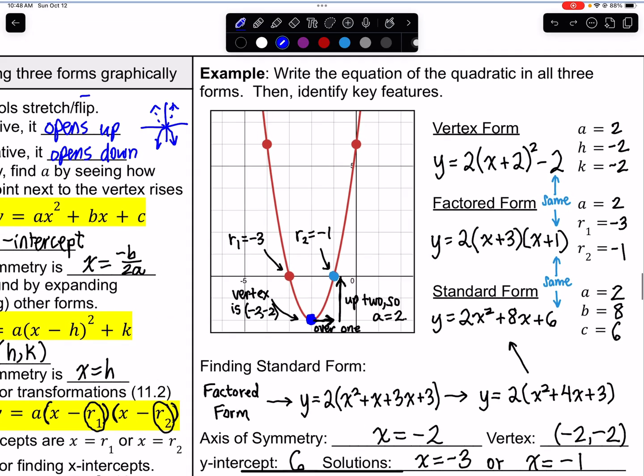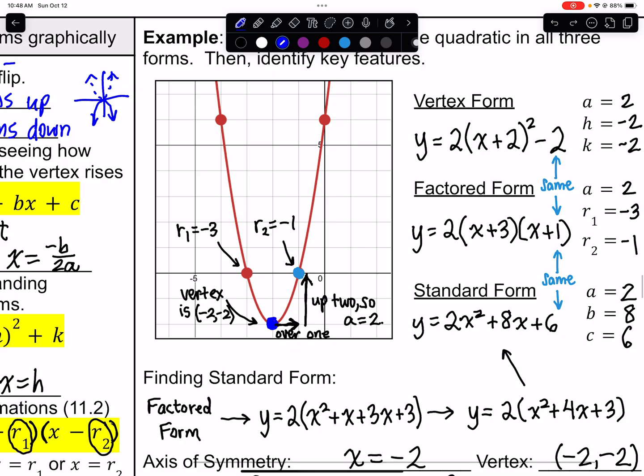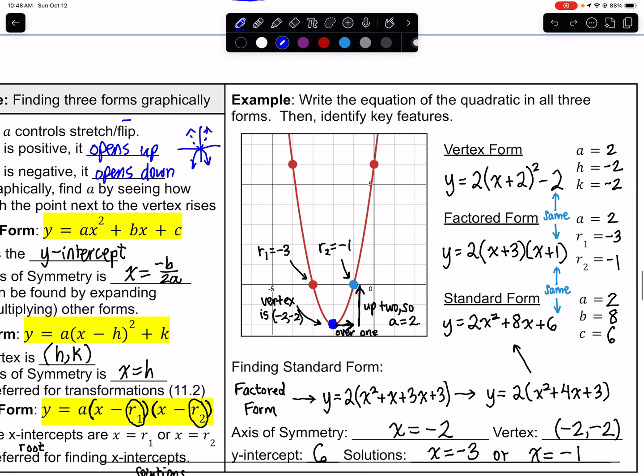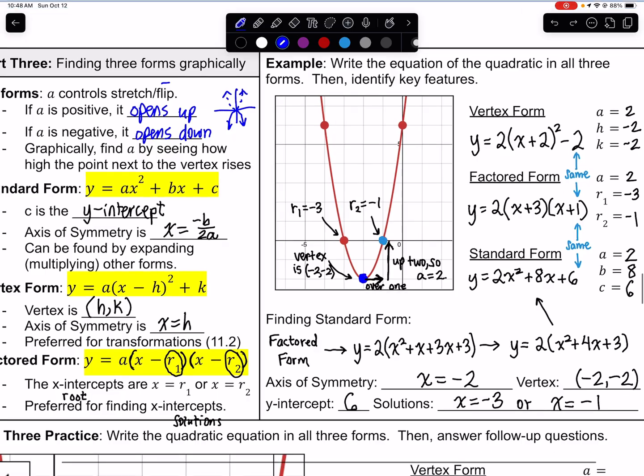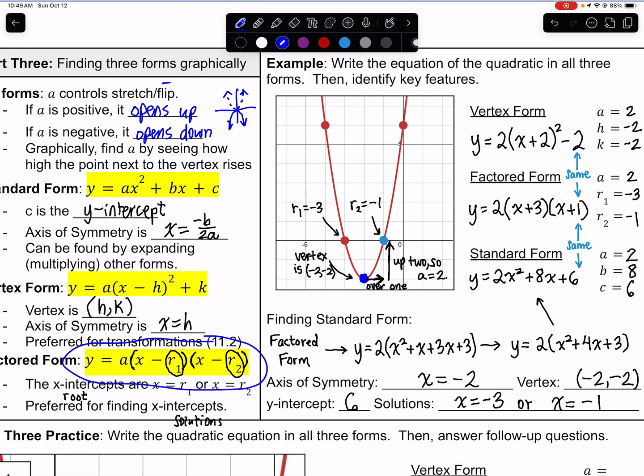And then for factored form, I just plugged in where the x-intercepts were, which were -3 and -1. So I plugged them into this formula. And then for standard form, I just did out the math and expanded, or distributed, the factored form, and then I got standard form. So that's where all those came to be.